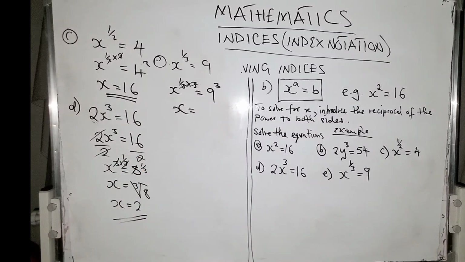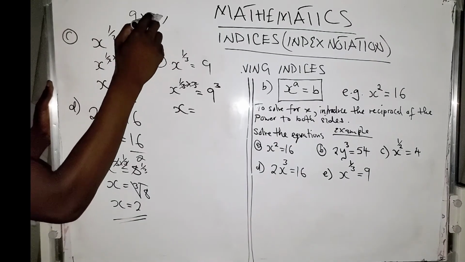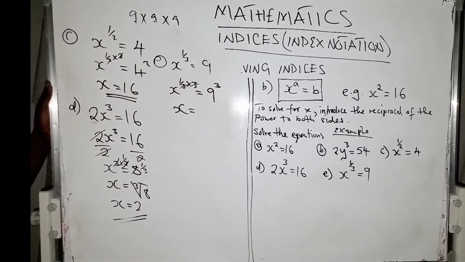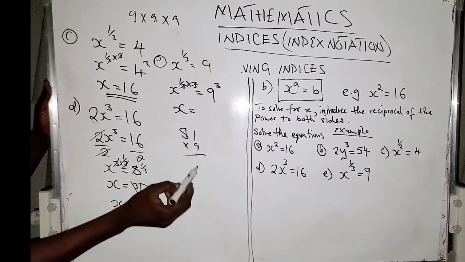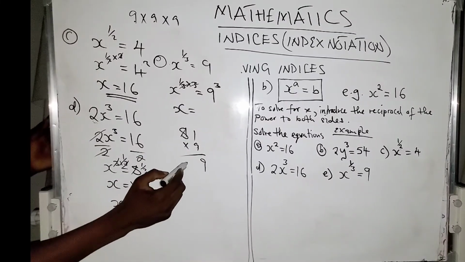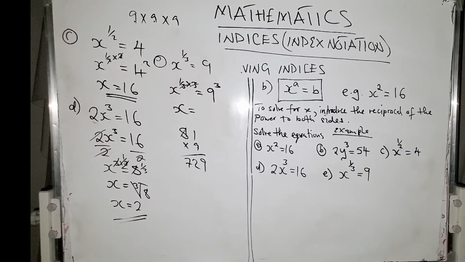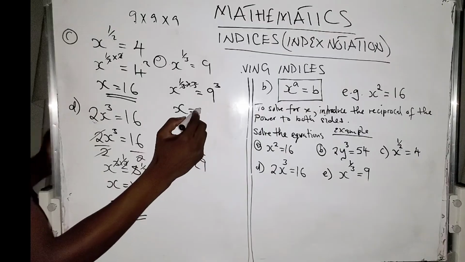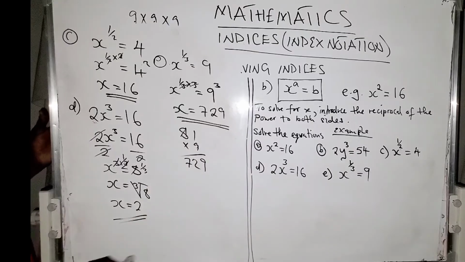What is 9 to the power 3? Let's calculate. It's 9 times 9 times 9. 9 times 9 is 81. So we have 81 times 9. 9 times 1 is 9. 9 times 8 is 72. So it's 729. You can confirm that. So the answer here is 729. That's the value of x.